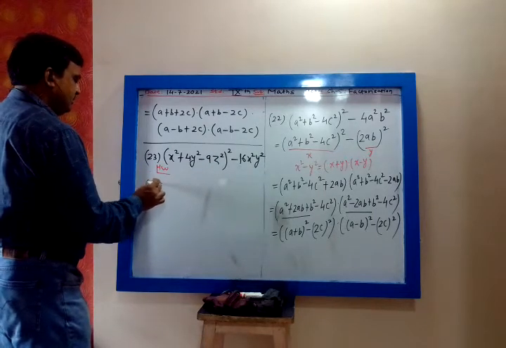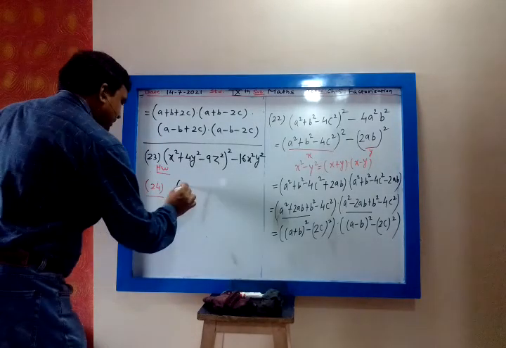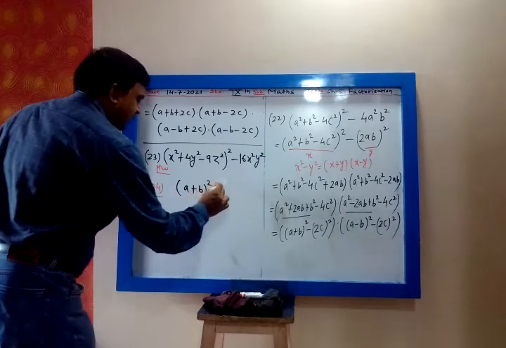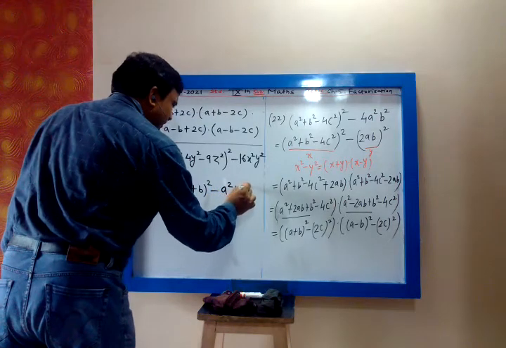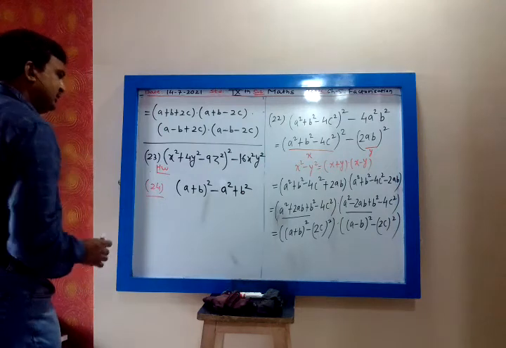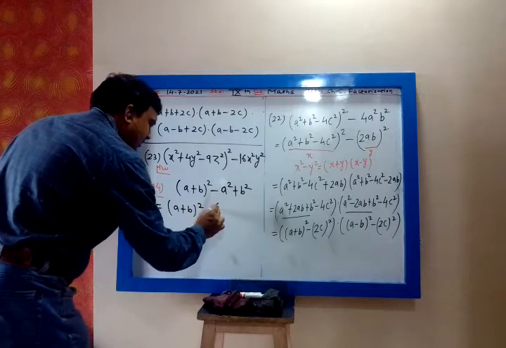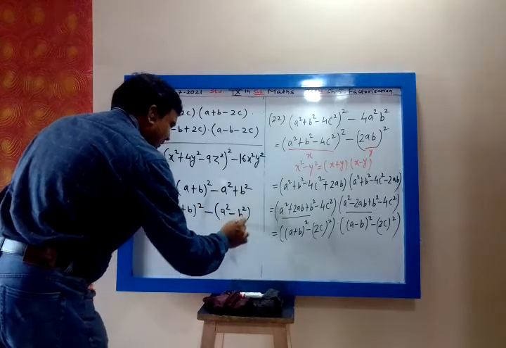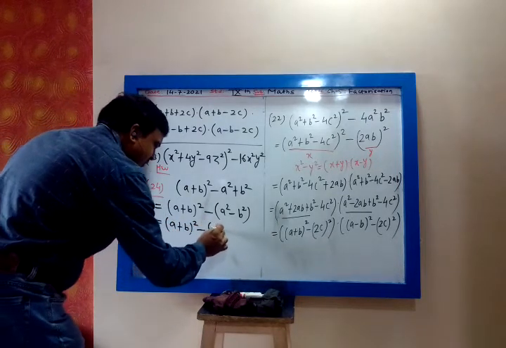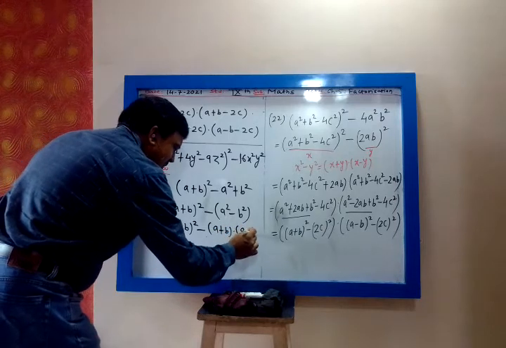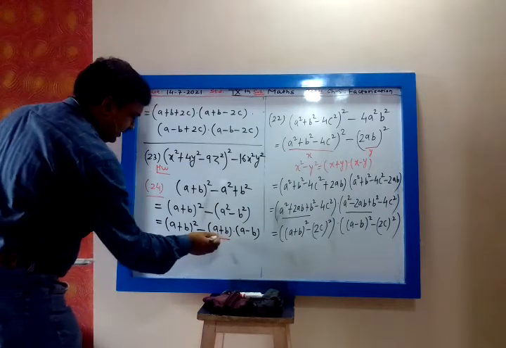Now 24th, a plus b whole square minus a square plus b square. Yes, what you can write this? This I can write a plus b whole square, then I can take minus common, then it is a square minus b square. So this is a plus b whole square, a square minus b square is a plus b into a minus b. Now a plus b is common.